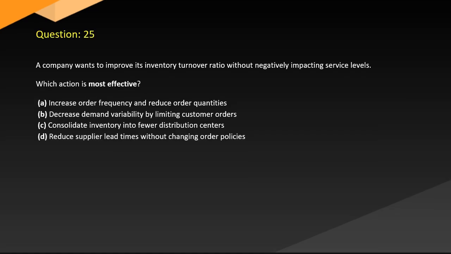Question 25. A company wants to improve its inventory turnover ratio without negatively impacting service levels. Which action is most effective? A. Increase order frequency and reduce order quantities. B. Decrease demand variability by limiting customer orders. C. Consolidate inventory into fewer distribution centers. D. Reduce supplier lead times without changing order policies.